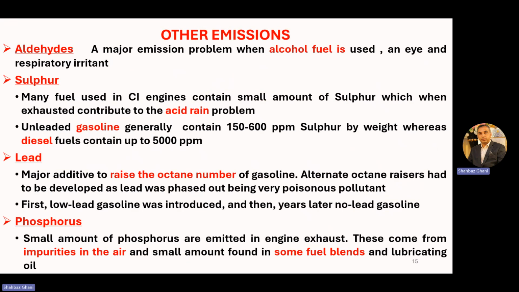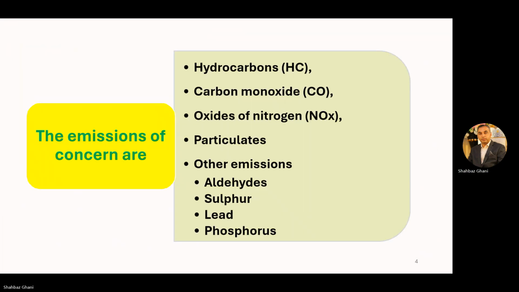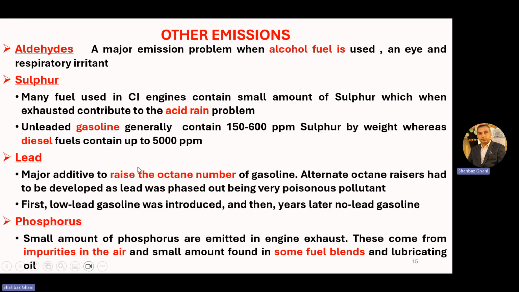Now the next is the aldehydes, other emissions in which we have aldehydes, sulfur, lead, and phosphorus. Now, other emissions include aldehydes, which are a major emission problem when alcohol fuel is used, and they are eye and respiratory irritants. So when we are using alcohol as a fuel in different forms, the end products will be eye and respiratory irritants. So emissions will have these problems.